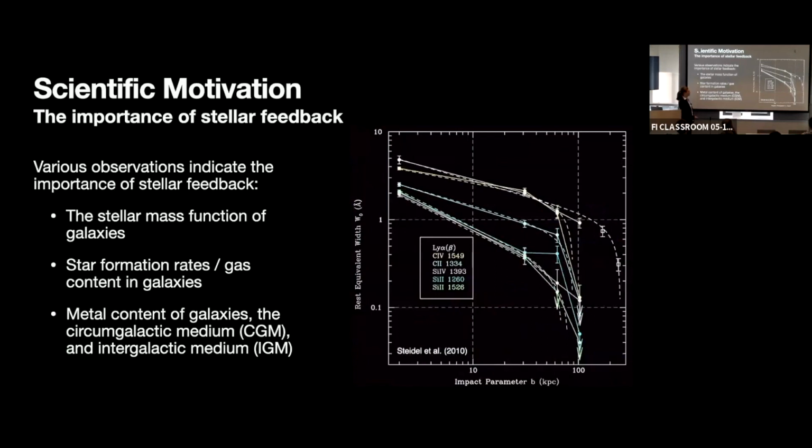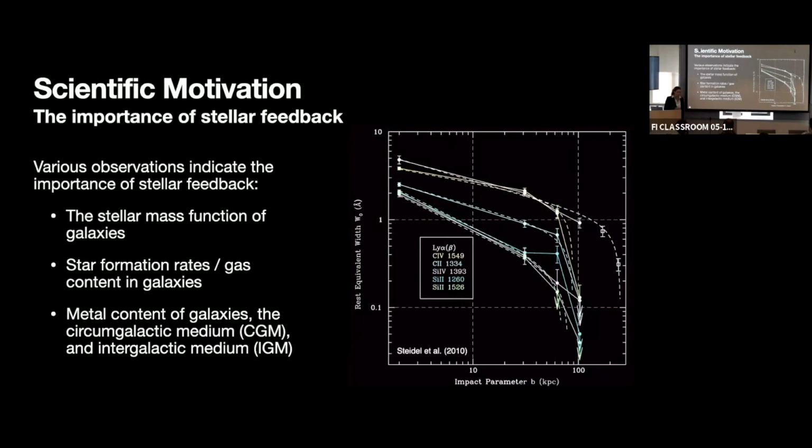Similarly, if we look in the CGM of galaxies, in the halos and even into the intergalactic medium, these are points from a canonical paper by Chuck Steidel. Many people have done this experiment since then in other ways. But if you look out into the halos of galaxies, we see lots of metals. These are rest equivalent widths of a bunch of different metal lines. Metals are produced in galaxies, so you need something to drive them out, and we appeal to outflows.